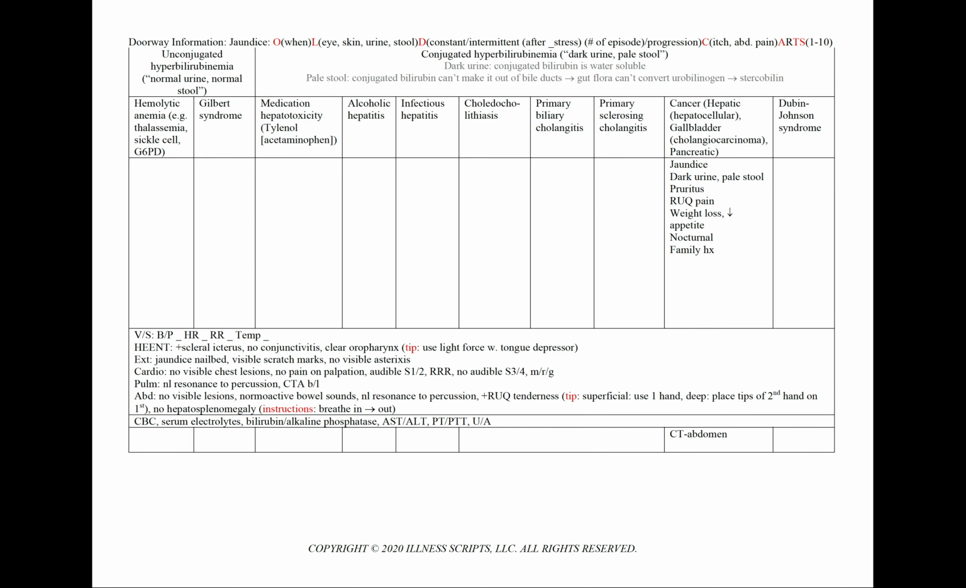In cancer, either hepatocellular, gallbladder, cholangiocarcinoma, or pancreatic, we'll see jaundice with dark urine and pale stool, pruritus, right upper quadrant pain, and classically for a cancer, the characteristic weight loss or decrease in appetite. We can also see nocturnal pain, and also our patient will have a positive family history, and we'll order a CT of the abdomen. And finally, in Dubin-Johnson syndrome, a less common but included here for completeness, we'll see jaundice, dark urine, and a pale stool, pruritus. It can be aggravated by stress, illness, fasting, or physical exertion, and a possible family history.